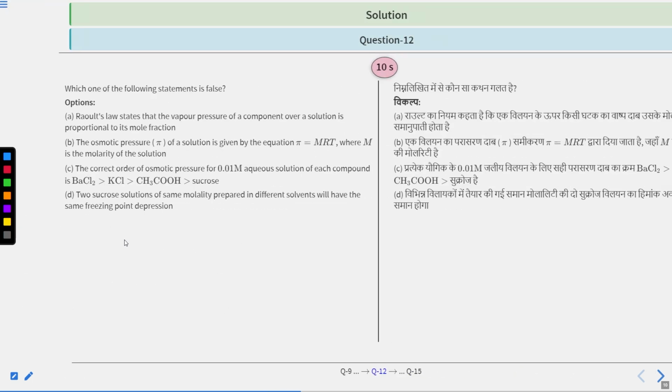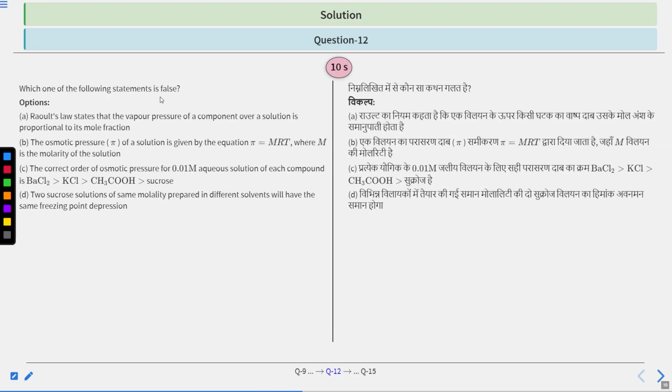Okay, let's move to question number 12. Which one of the following statements is false? So we have to find out the false statement.